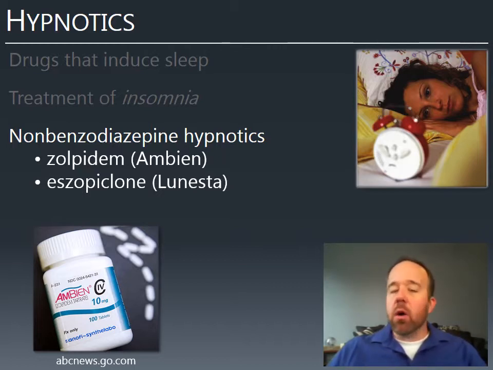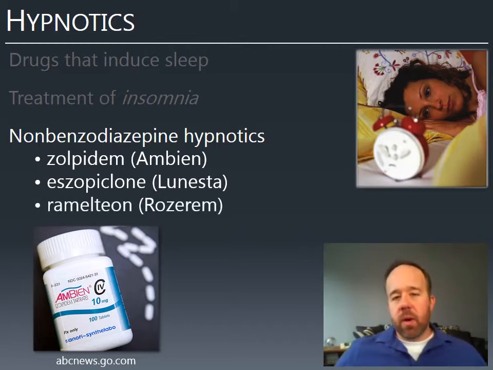They're also at lower risk for abuse and overdose and dependence. Benzodiazepines have a moderate risk of these things. These things, Ambien, Lunesta, are much more rare in terms of the cases of abuse and dependence.